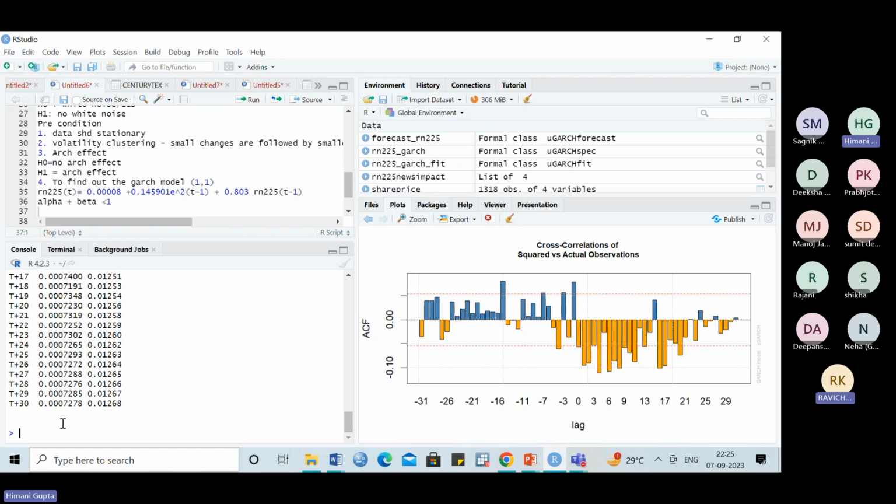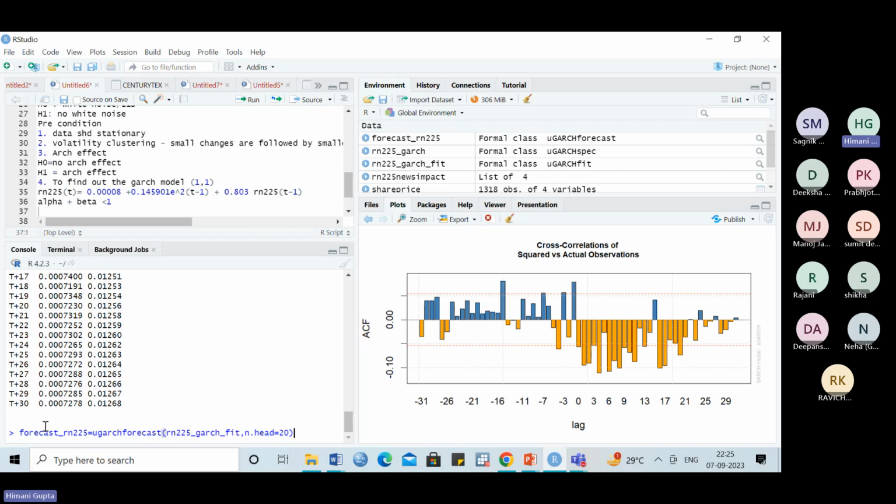Okay, now let's go with the EGARCH. Again, over here, I don't have to check the preconditions again because we are doing it on the same graph. My stationarity is there, my volatility clustering is there, and my ARCH effect is there. So now again, let us make the model. Same command will be there.